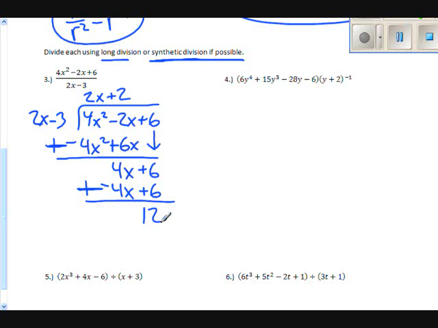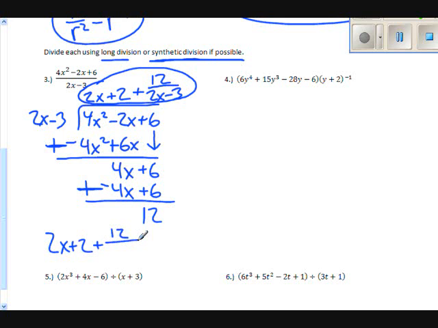All right? There's nothing I can multiply the 2x by in order to give me a 12, so that's my remainder. So I put a plus 12 over the thing I was dividing by, which is the 2x minus 3. And I'm done. Okay? So the answer was 2x plus 2. I'm going to rewrite it down here, plus 12 over 2x minus 3.